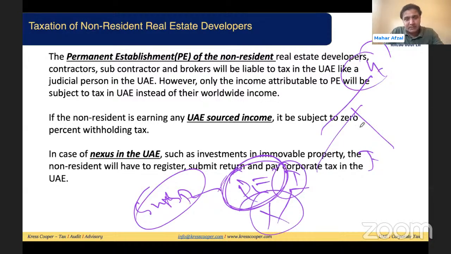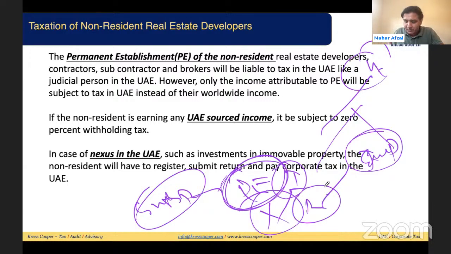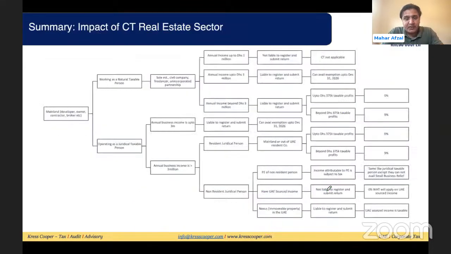And if there is a company that has investment in real estate, immovable property within the UAE, that company will be liable to register for corporate tax in the UAE. That property income will be subject to corporate tax, at 0% up to 375,000, and 9% beyond that, treated straightforwardly, the same as a resident juridical person. So this we'll discuss in detail.